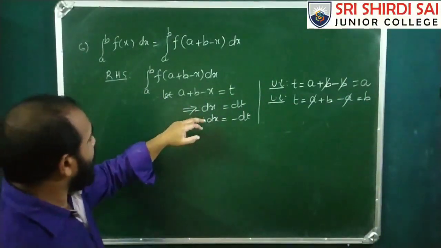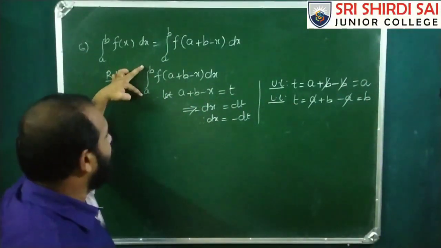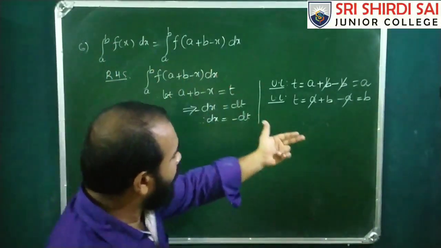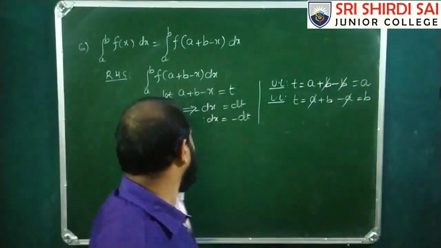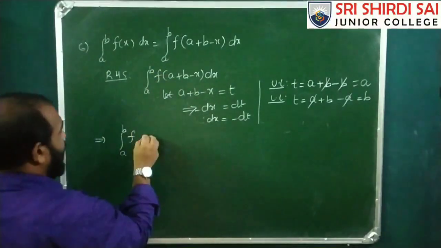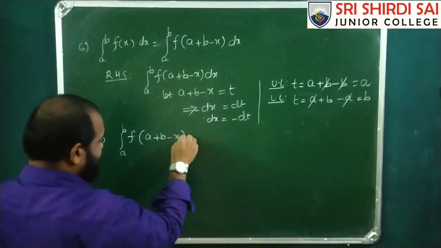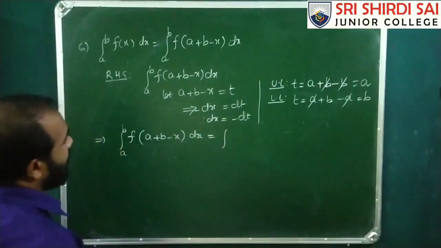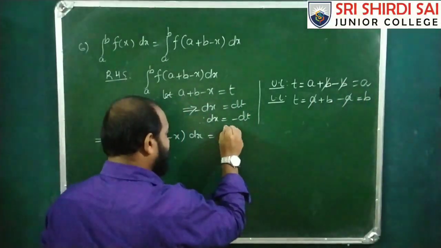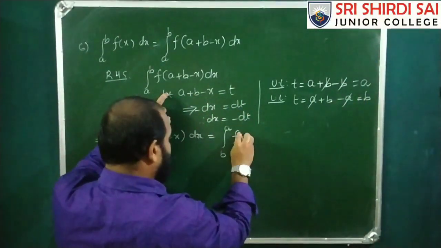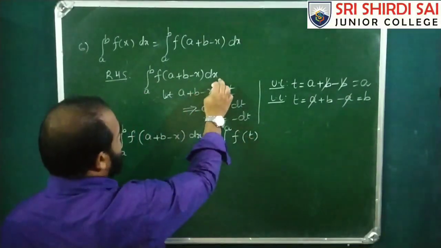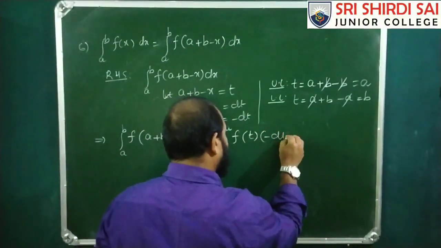Therefore the limits a to b will be converted into b to a. Therefore integral a to b f of a plus b minus x dx is equal to integral a to b changed into b to a, f of a plus b minus x is t, and dx is minus dt.